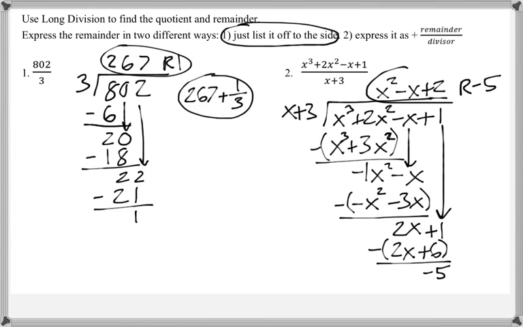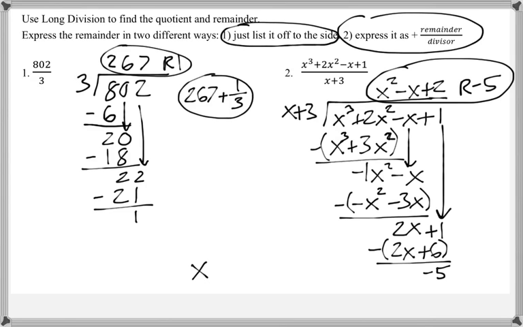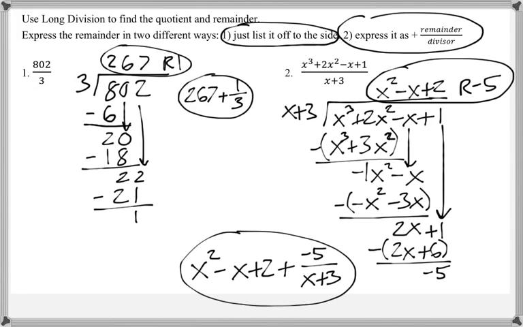So that is one way to write it. And then again, they also want you to express it like that. So that would be x squared minus x plus 2 plus negative 5 over x plus 3. And that would be the other way to write it.